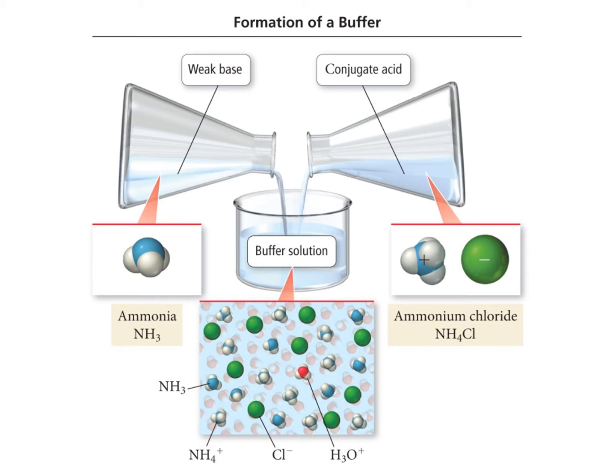Same thing if we do a buffer with the base. If we mix the ammonia and ammonium chloride, in that solution you're going to have the ammonia molecules, ammonium ions, chloride ions, and hydronium ions. So everything will be able to interact with different types of particles.